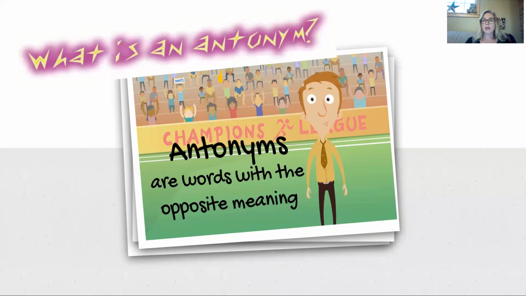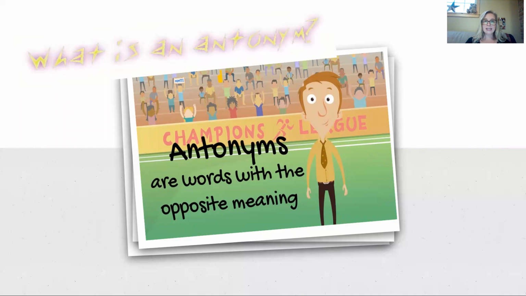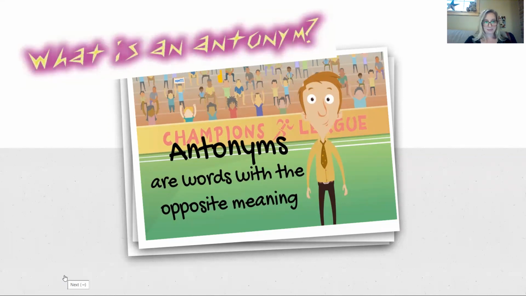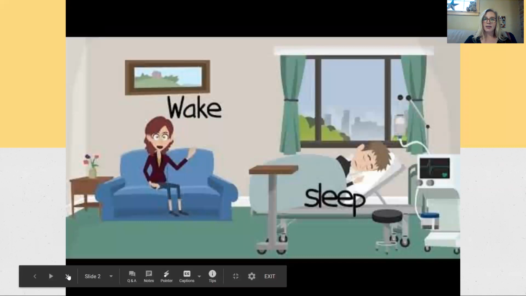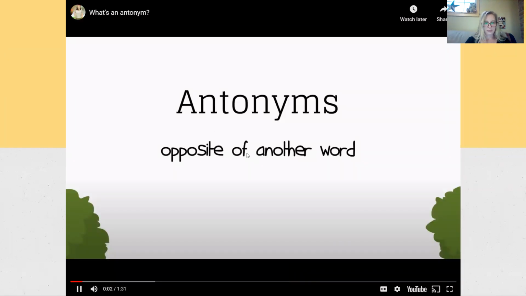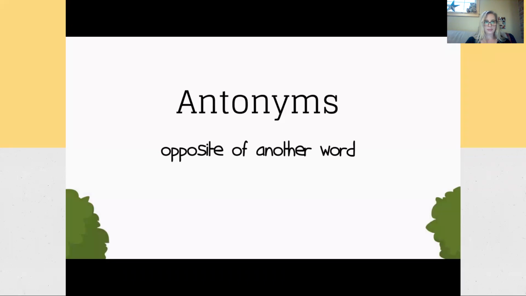So one of your focus skills for lesson 24 is, what is an antonym? We've talked a lot about antonyms and synonyms this year. Antonyms are words with opposite meanings. So like big, small, happy, sad. An antonym is a word that means the opposite of another word.